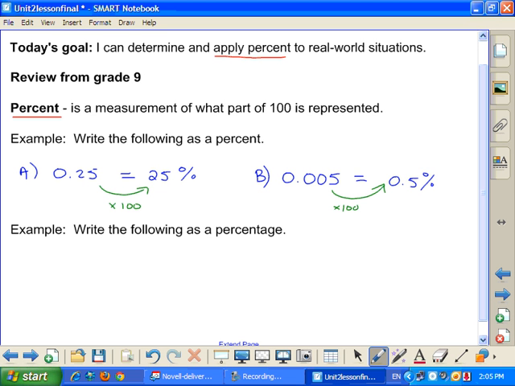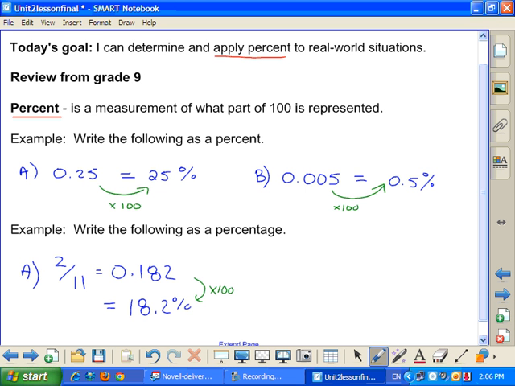What happens if it's a fraction? So write the following as a percentage. So for A, what happens if I have 2/11ths? Well, the first thing you need to do is actually do the division. You need to get rid of the fraction. So we're going to write it as 2 divided by 11. We get 0.182. To get it to a percentage, it's going to be 18.2%. And we get that by multiplying by 100.